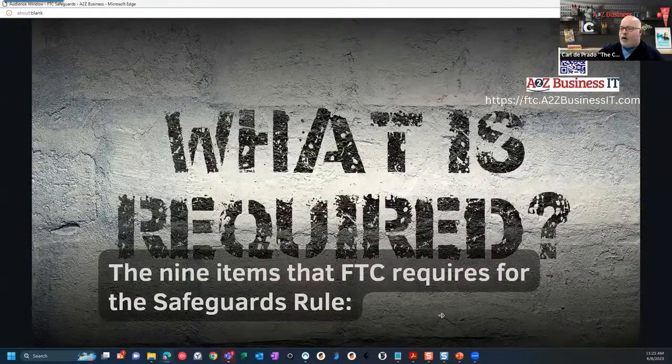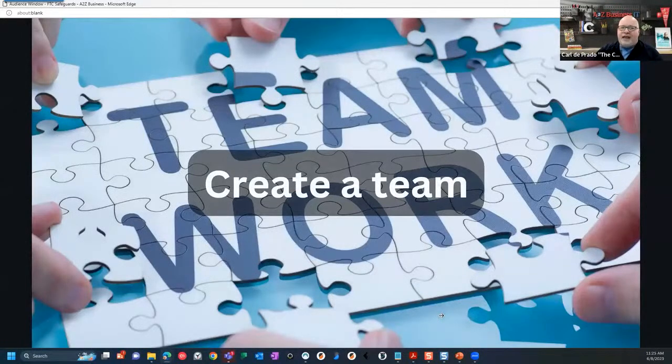So let's go into what is required. There are 9 items that the FTC requires for the Safeguards Rule. I know we've been talking about it, but I want to make this very clear for you. So what are those steps? First, you're going to want to create a team. This can't be done in a vacuum. You can't just outsource this and put it in. This is going to affect the way you're working, and so you need to work with them. That team is going to make recommendations. Are they written in stone? No.